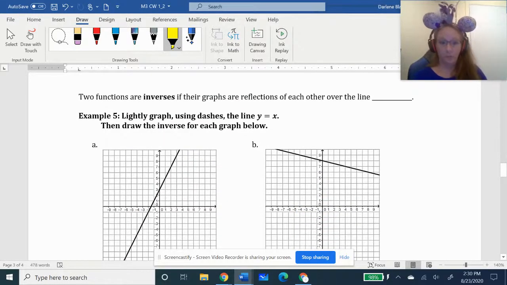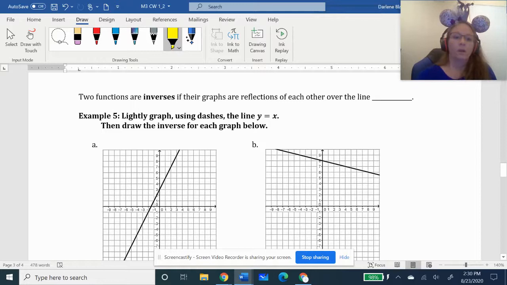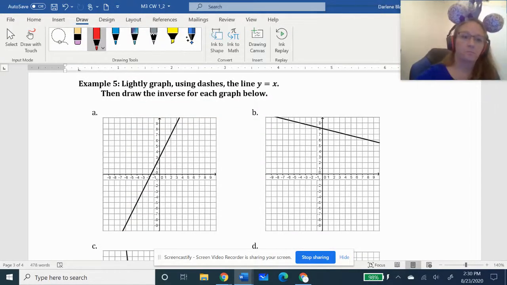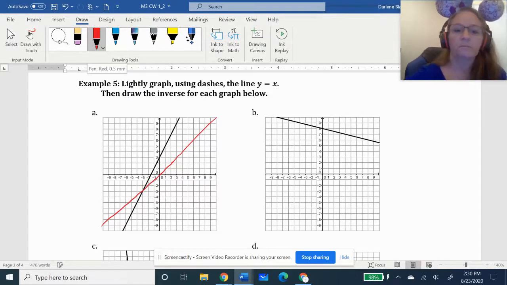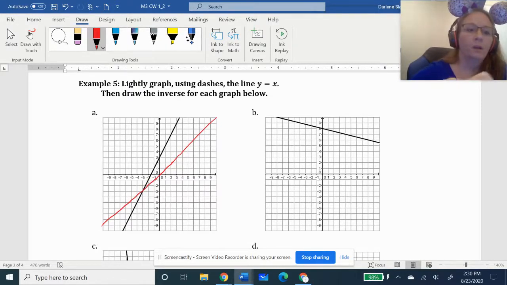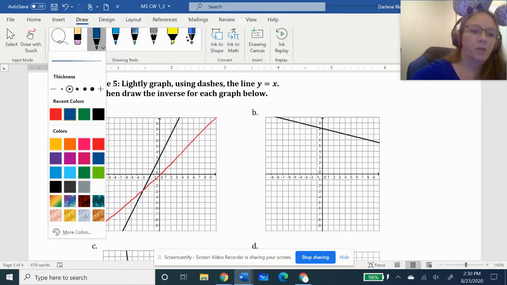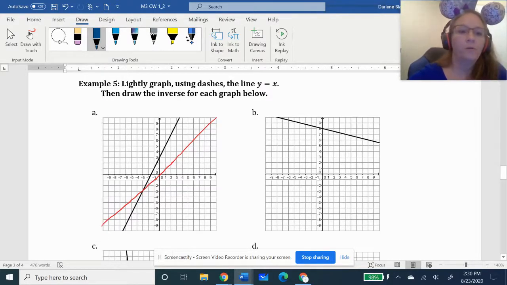So now, everyone, with number 5, you are trying to draw the inverse graphs. Start by drawing the line y equals x. Just a nice gentle line y equals x. Not perfect.